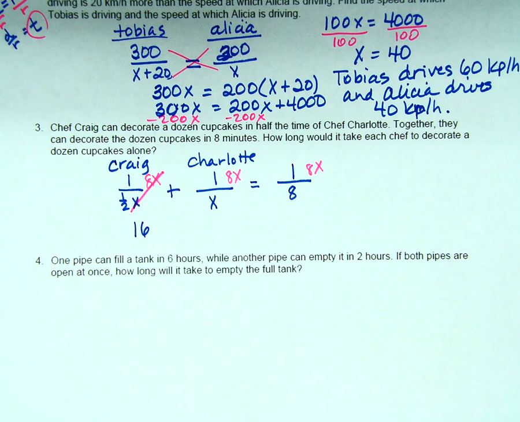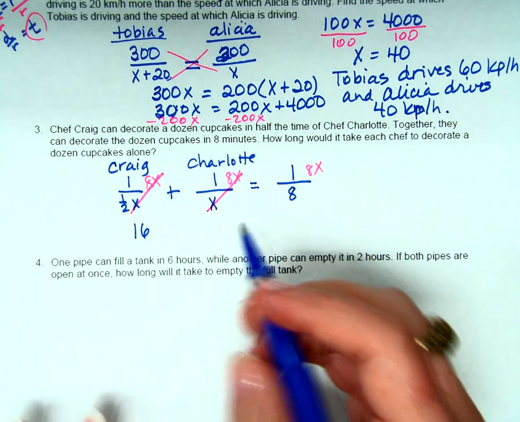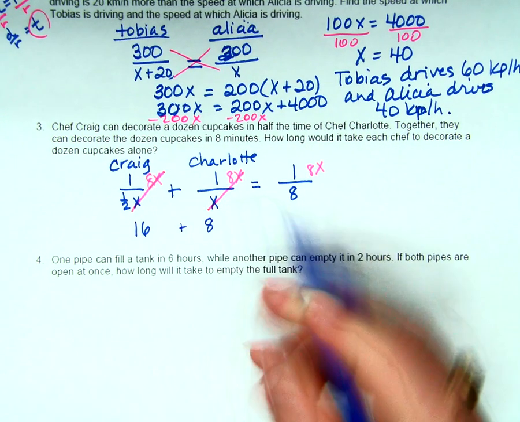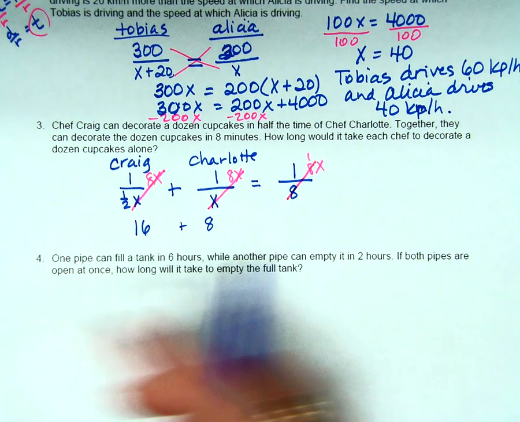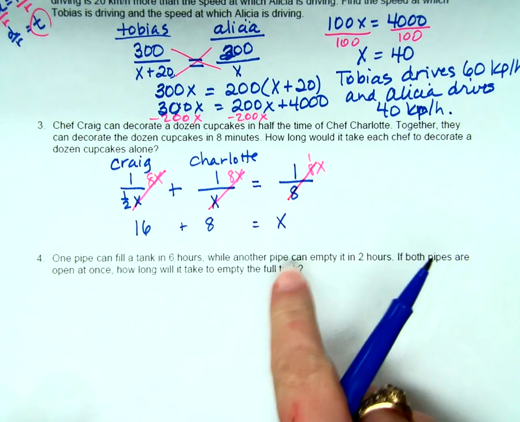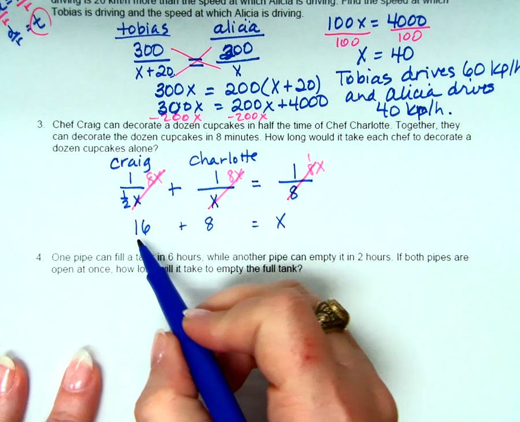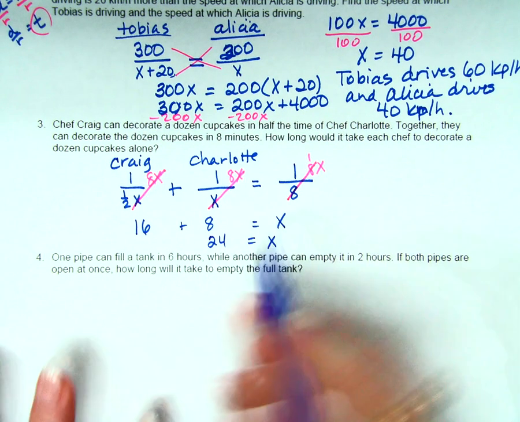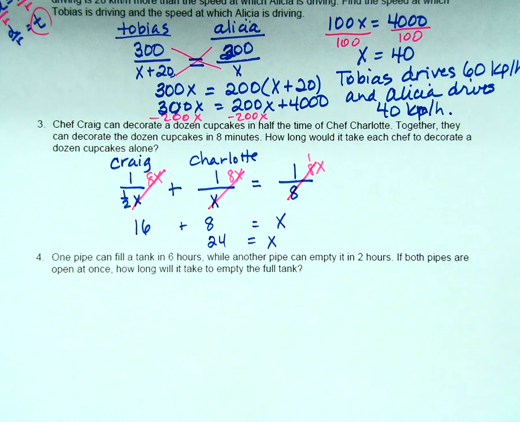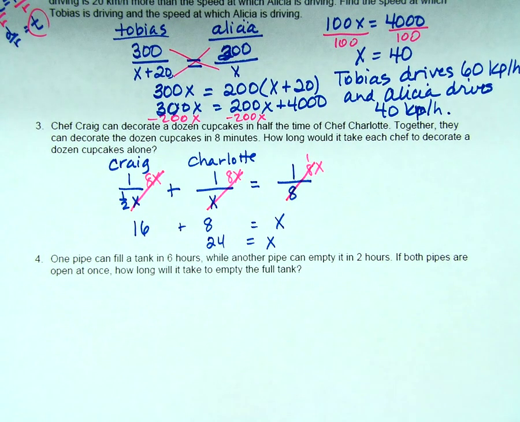What happens in the second fraction? x is simplified to 1, and so what's left? 8. And then what happens in the last fraction? 8 simplified to 1, and what are you left with? If you can't solve an equation like this, we should talk. Yes? Okay. What is 16 plus 8? 24 equals x. This answers the equation. Now answer the question.